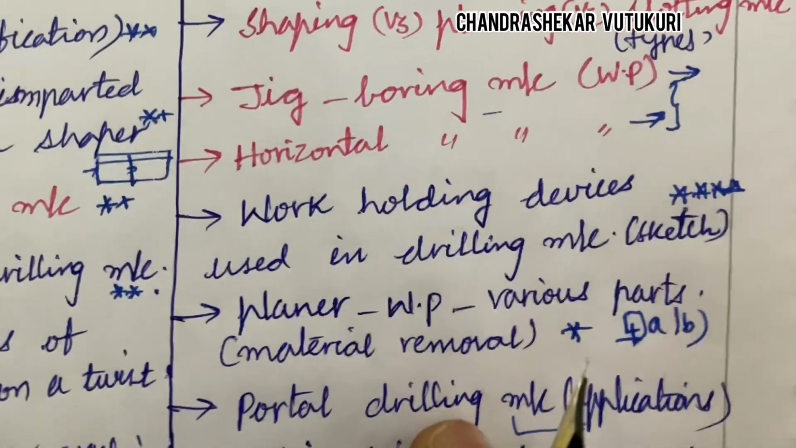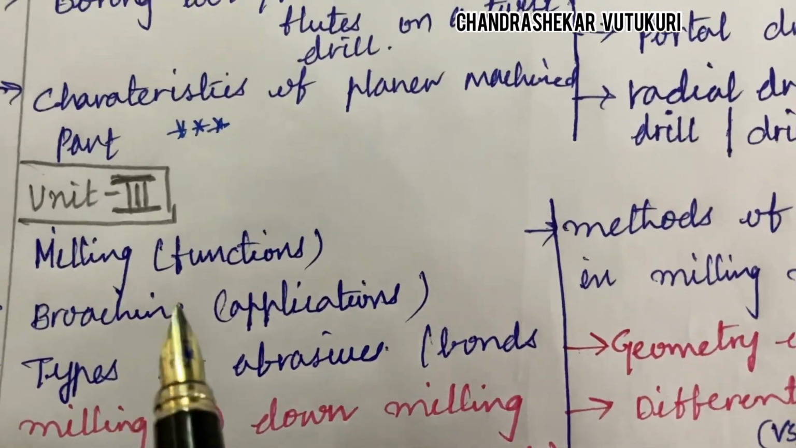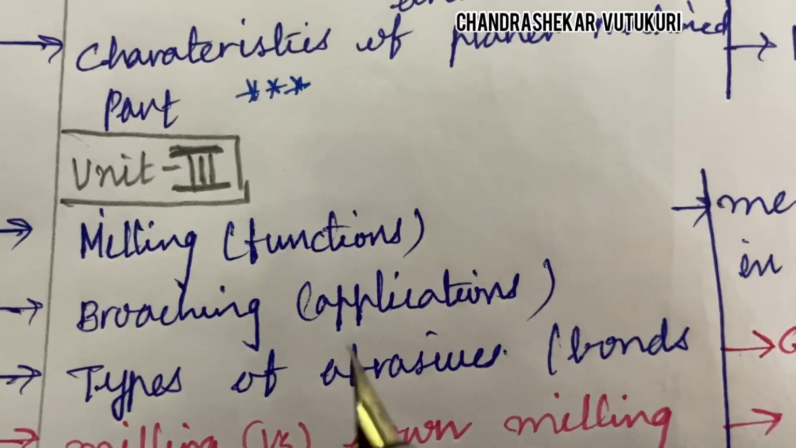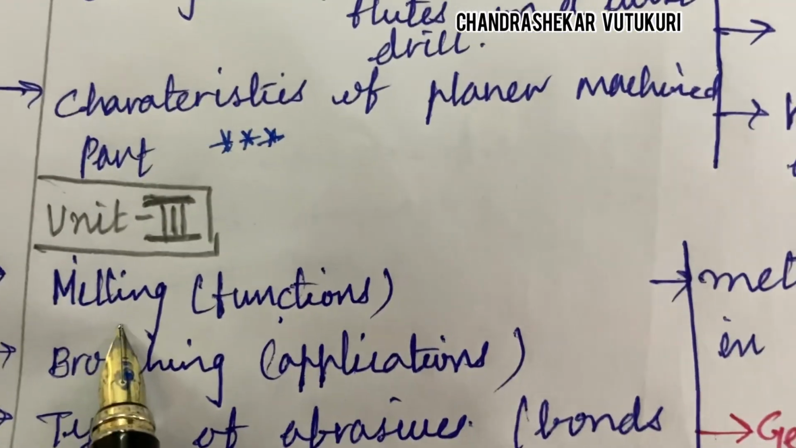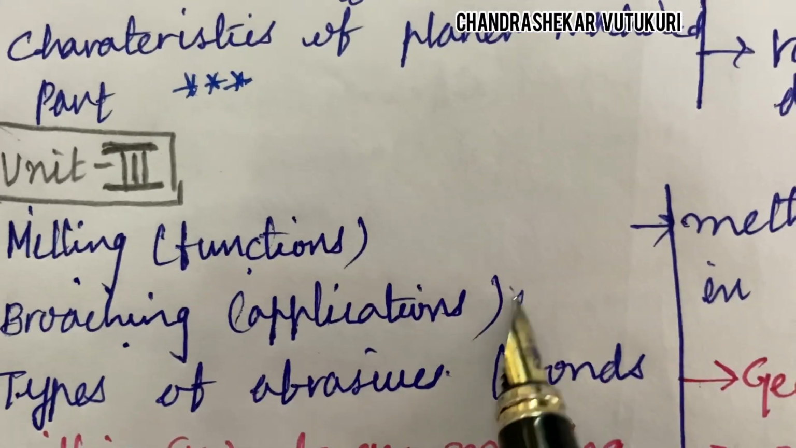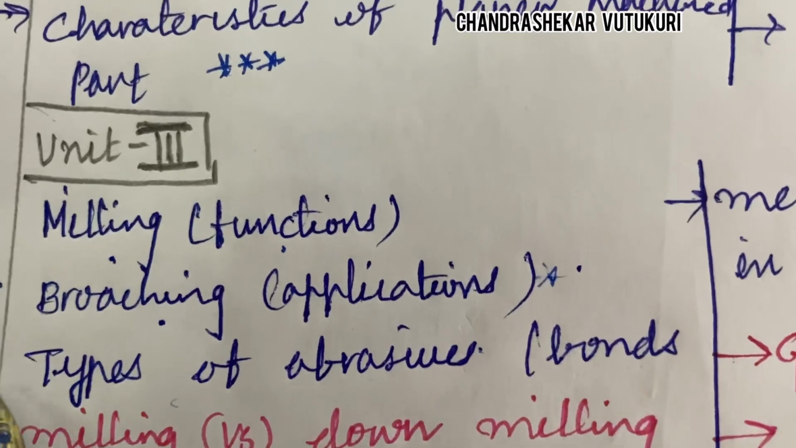This is all about 5A as well as 5B. Hope you are carrying all your stationery and do drawings only in pencil, and neat sketches will pay you good marks. You are supposed to work out each and every function of a milling machine and the broaching as well as its applications. Types of abrasives is a short question, and the bonds.